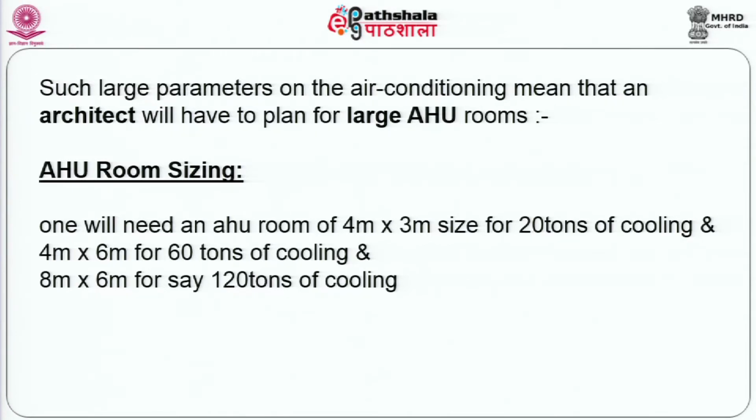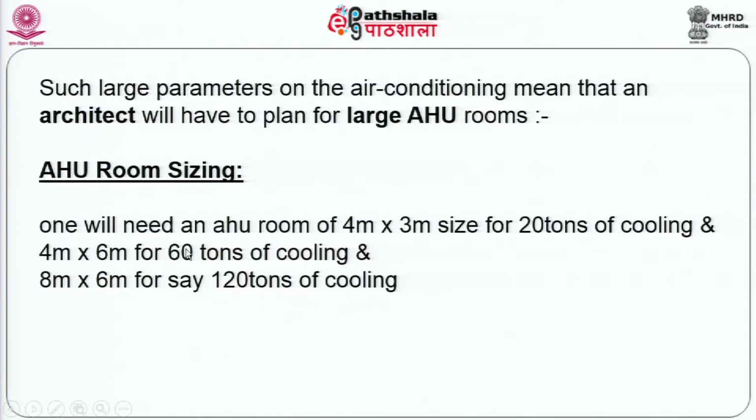But on the architectural front, what is the interface of this big equipment onto the server room? Basically, with a larger CFM per ton, the equipment becomes larger. So, in other words, what is it that will be required? You will need a large AHU room to be able to cool and house the air conditioning equipment of the data center. You will need a room of this size, 4 meters by 3 meters, for every 20 tons of cooling.